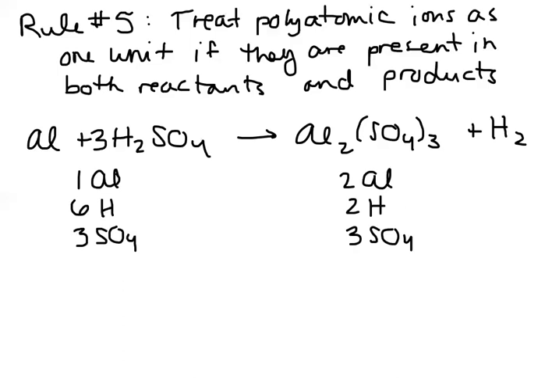Let's talk about aluminum. How's aluminum feeling? We need a 2 there because we have 2 aluminums on that side. So we're going to put a 2, and this is going to turn into a 2. And the last one we need to deal with is H. What can we do to balance out our H's? Put a 3 in front of that H2. So now we are going to have 6 H's.